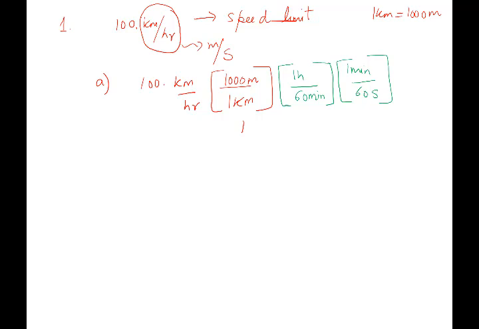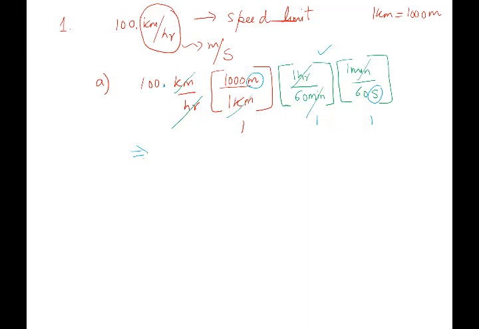And if you look at it, the hour and hour are getting cancelled, the minute and minute are getting cancelled, and the kilometer and kilometer are getting cancelled. The only units that are left now are meters and seconds, and that was the objective. The magnitude of 1 hour over 60 minutes is 1. The magnitude of 1 minute over 60 seconds is 1. That's why we call it unit conversion. It does not alter the answer. It's just converting from one form of unit to another form of unit.